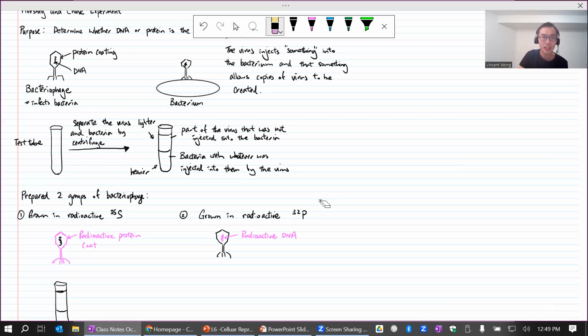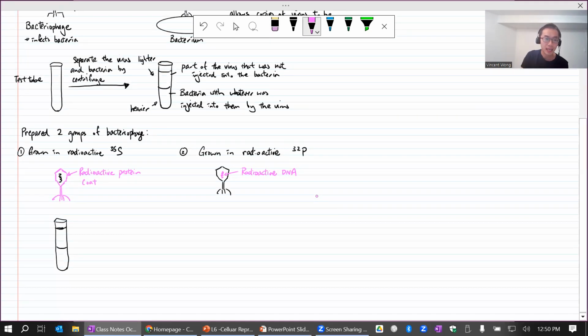Okay. So basically you look at this picture, right? Something went into the bacteria. We know that something is DNA now, right? So this one, the DNA was not labeled. Only the protein is labeled. So the protein did not go into the bacteria. It remains on the outside. So the top layer is the part of the virus that was not injected into the bacteria. That's why the radioactivity is up here at the top.